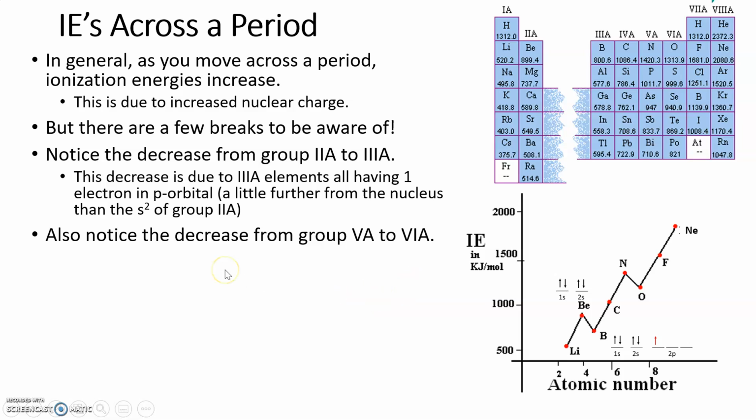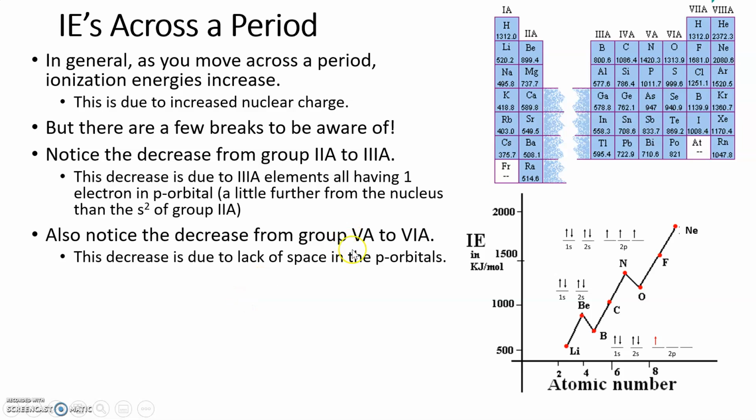The next one to notice the trend on is between 5a, the nitrogen family, and 6a, that's the oxygen family. So again, you notice the decrease, and you can really see it on the graph here. Going up, we're going up, we're going up, and then we go down. The reason for that is because of space in the p orbitals. Anyone in that p3, the 5a family, they all have a p3, which means they have one electron in each of their 3 p orbitals. You can see that here with orbital notation.